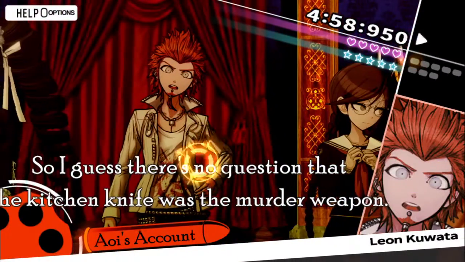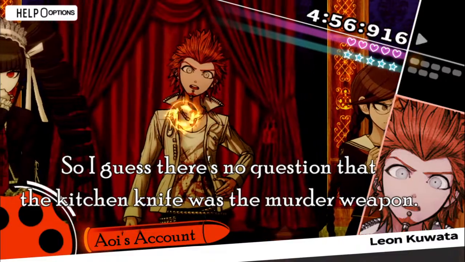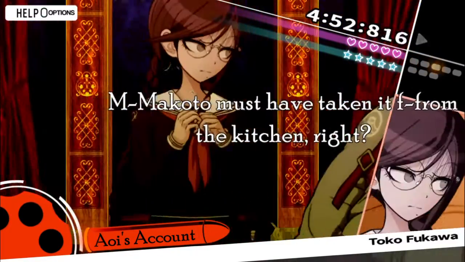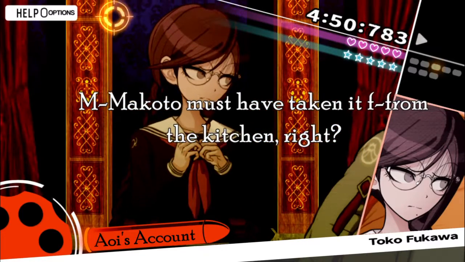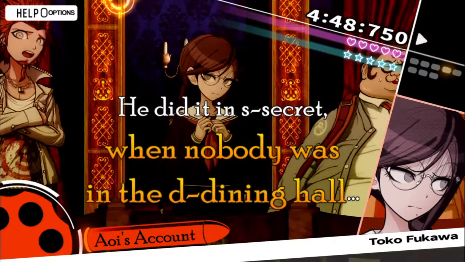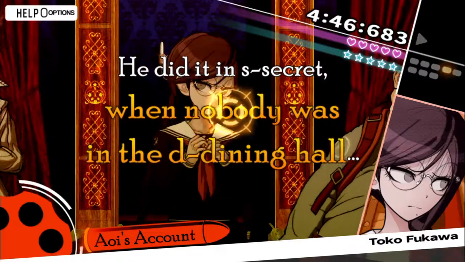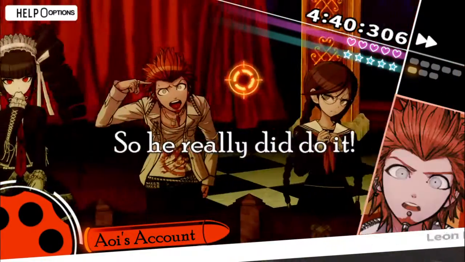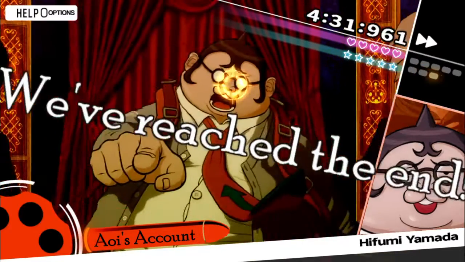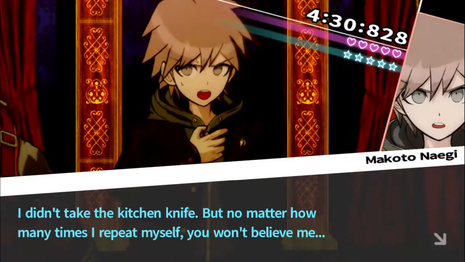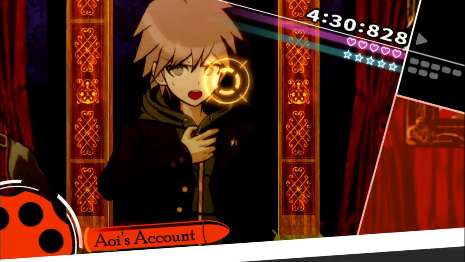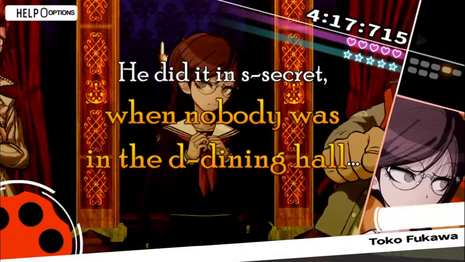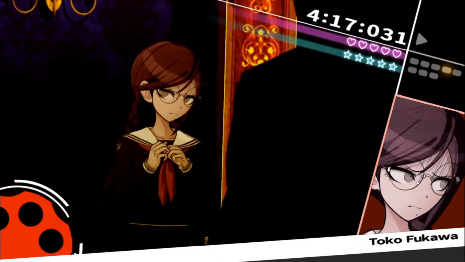So I guess there's no question that the kitchen knife was the murder weapon. But where does that get us? Makoto must have taken it from the kitchen, right? He did it in secret when nobody was in the dining hall. And then he went and stabbed... So he really did? No, that's wrong!